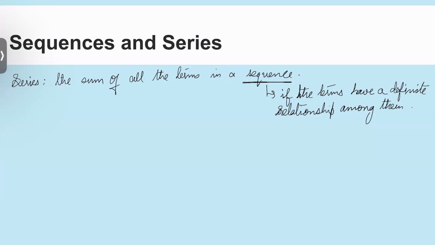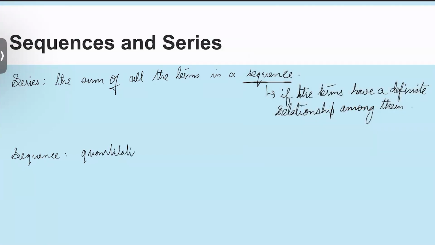Now, sequences, as we are saying, we are calling a list of items or objects. So in terms of sequence, we can have any quantity that can be presented. It is quantitative in nature.